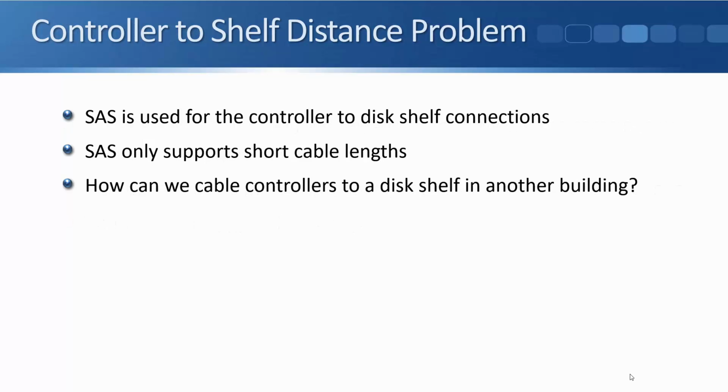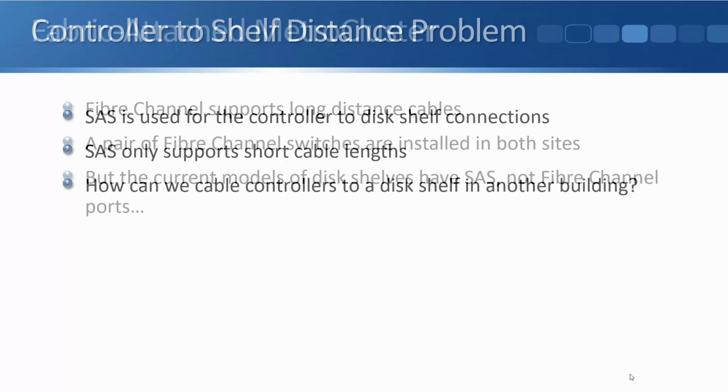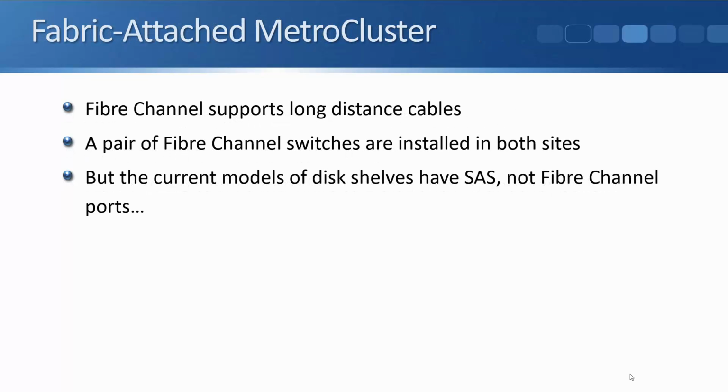We have a controller to shelf distance problem because SAS is used for the controller to disk shelf connections, and SAS only supports short cable lengths. So how can we cable controllers to a disk shelf in another building? Well, what does support long length cables is fiber channel. So a pair of fiber channel switches will be installed in both sites. But now we have the next problem where the current models of disk shelves have SAS, not fiber channel ports.